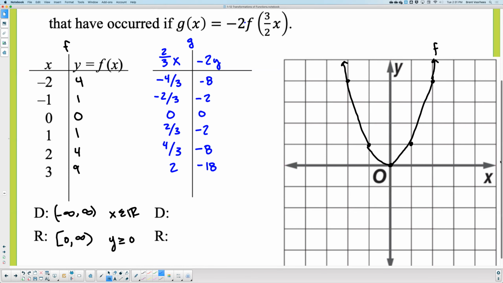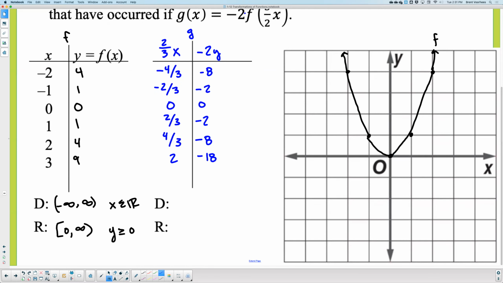Okay, so let's plot those points. We have 0, 0 again. And then it's the next one I can fit on is -2/3, -2. So somewhere in here, somewhere in there, +2/3 and -2. And that's it. So it goes something like that. Not a very pretty graph.